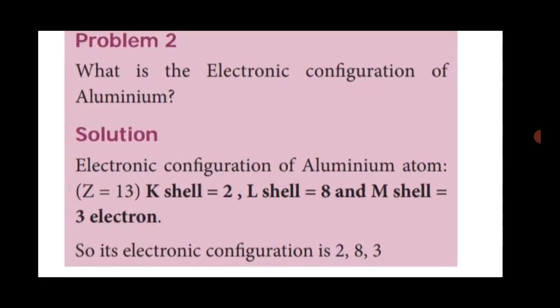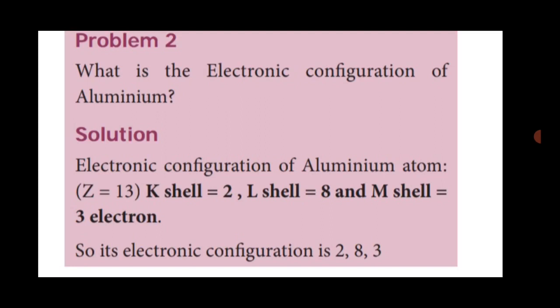What is the electronic configuration of aluminium? We know the aluminium symbol is Al, and the atomic number is 13. Aluminium contains how many shells? 3 shells: K, L, M. Already we know the K shell contains how many electrons? 2 electrons only. Next, moving on to the L shell, the maximum is 8 electrons. The remaining electrons are filled in the M shell.